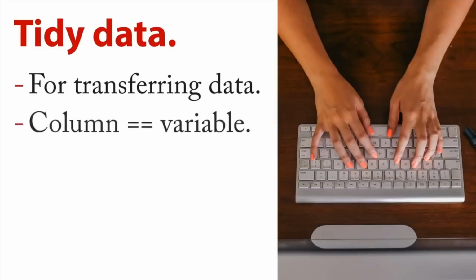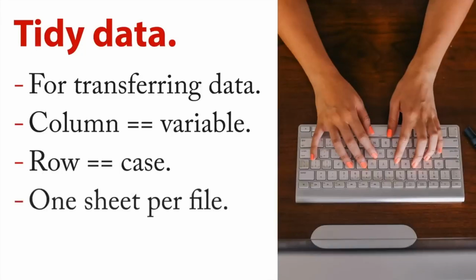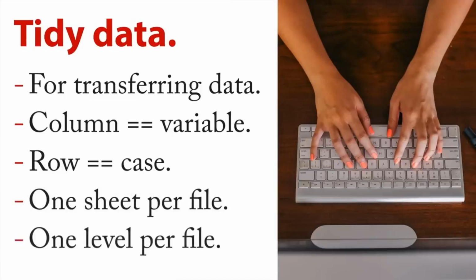Number one, what you want to do is have a column be equivalent to the same thing as a variable. Columns, variables, they are the same thing. And then rows are exactly the same thing as cases. And that you have one sheet per file, and that you have one level of measurement, say individual, then organization, then state, per file. Again, this is undoing some of the flexibility that's inherent in spreadsheets, but it makes it really easy to move the data from one program to another.